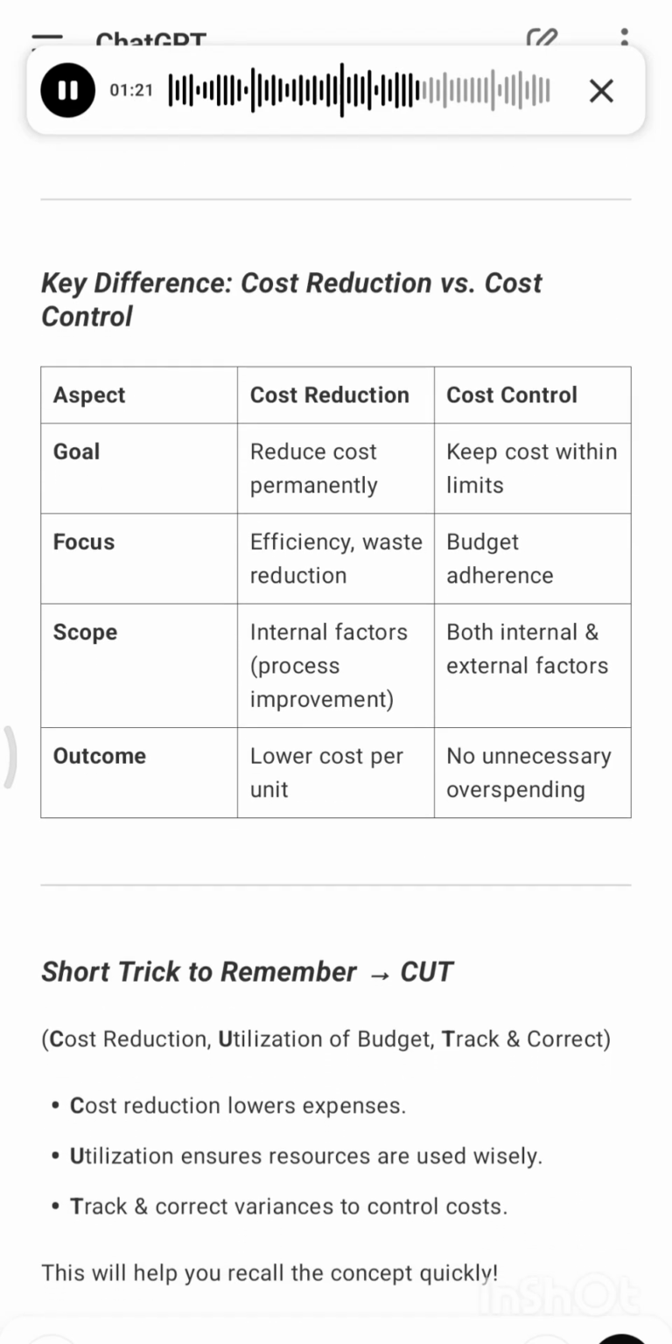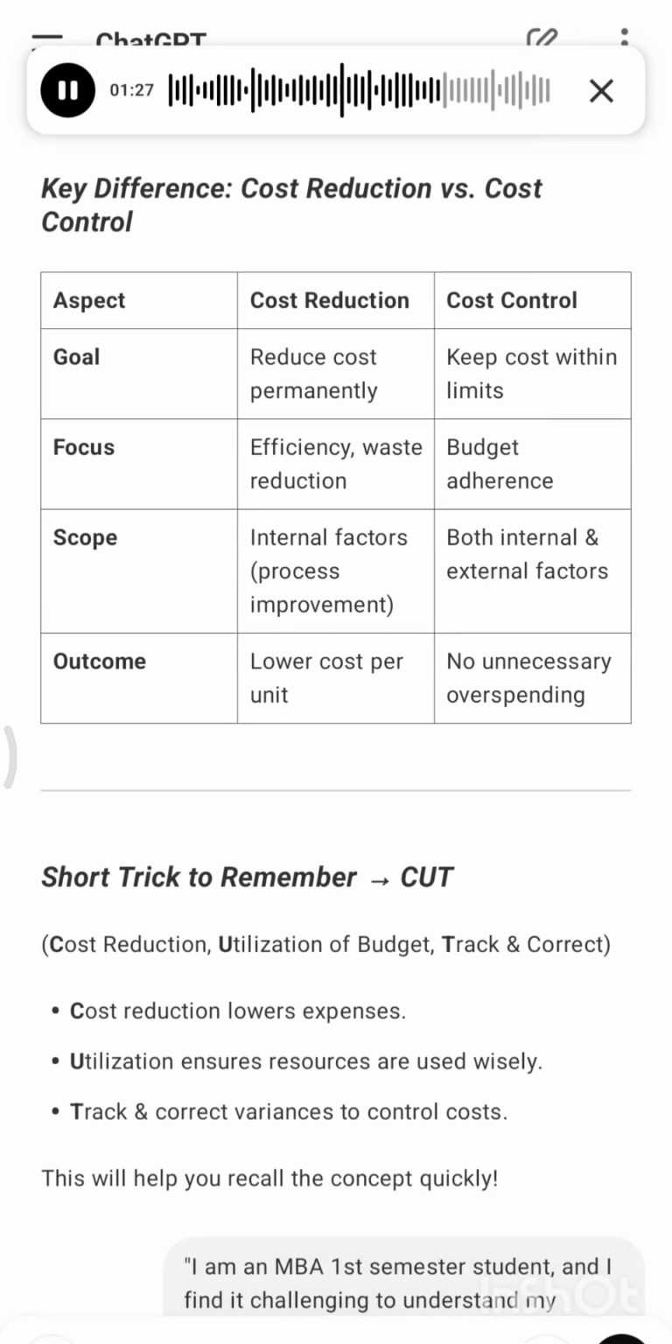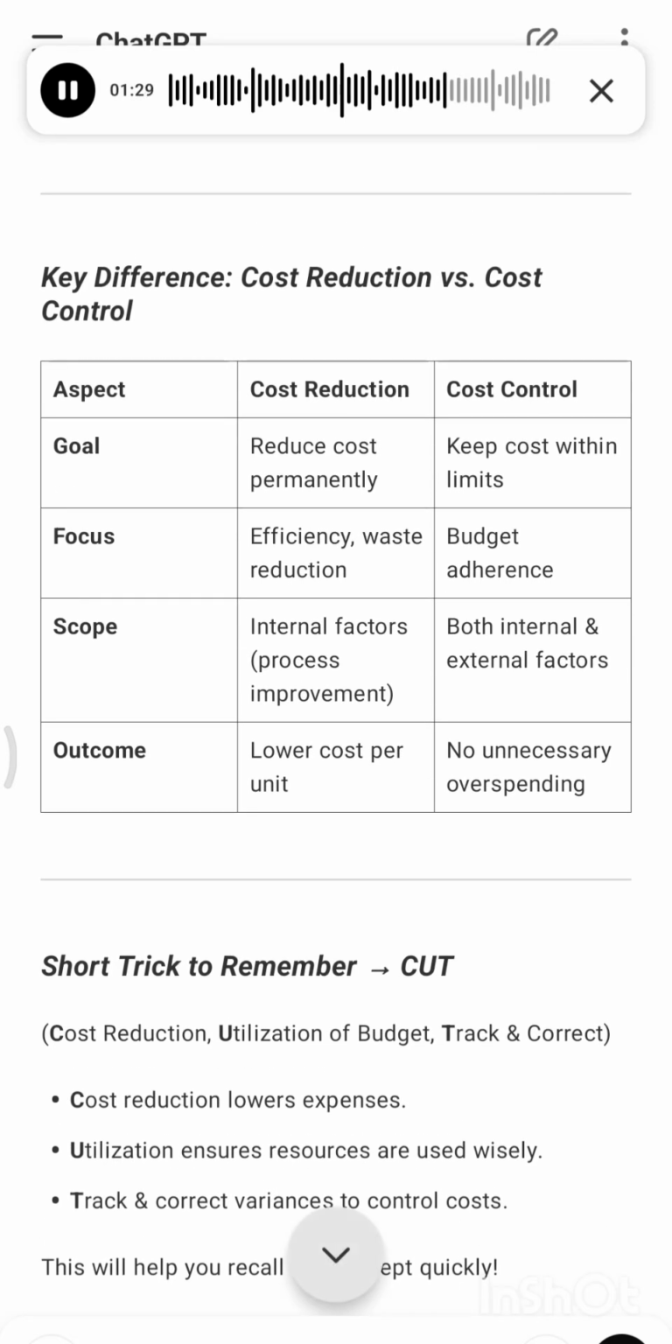Key difference: cost reduction versus cost control. Aspect: cost reduction, cost control. Goal: reduce cost permanently, keep cost within limits. Focus: efficiency and waste reduction, budget adherence. Scope: internal factors and process improvement, both internal and external factors. Outcome: lower cost per unit, no unnecessary overspending.